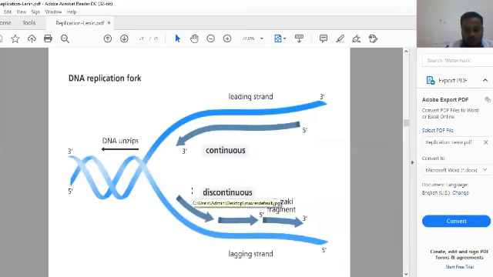Next, the leading strand is continuous, and the lagging strand is discontinuous. The discontinuous lagging strand is formed as Okazaki fragments. Again, two strands are formed: one is the leading strand, and the other is the lagging strand. The leading strand is continuously synthesized and the lagging strand is discontinuously synthesized. This discontinuous synthesis produces Okazaki fragments.